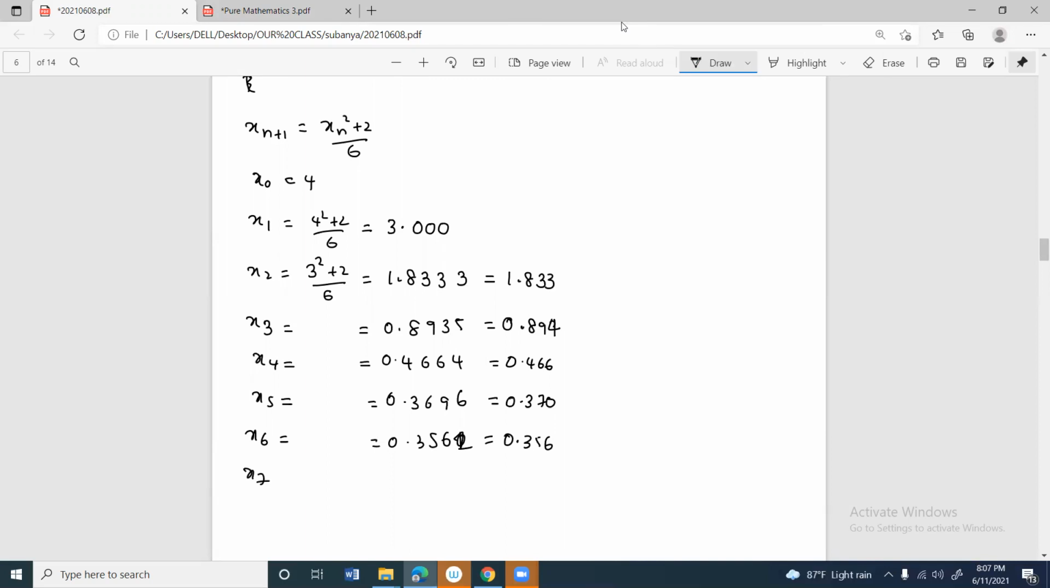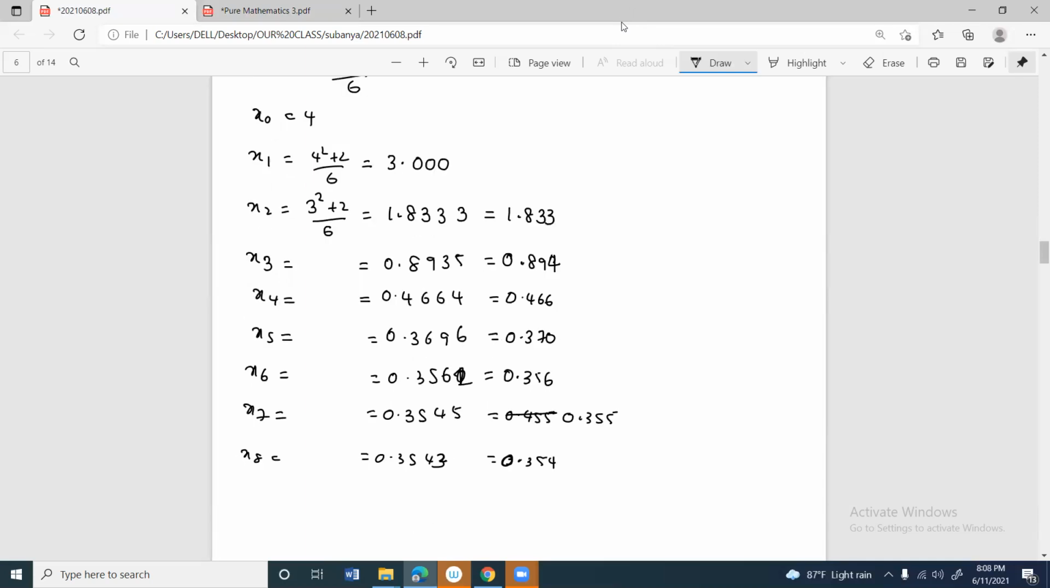We just go ahead with this. x_7 is 0.355. Now it's getting a little bit closer, it seems. x_8 is 0.354243, so this answer is 0.354. Still it's not similar. It's kind of close, but you cannot say so, because sometimes at the next level it might be totally changed. But it does not make a problem. Here it's 0.354.